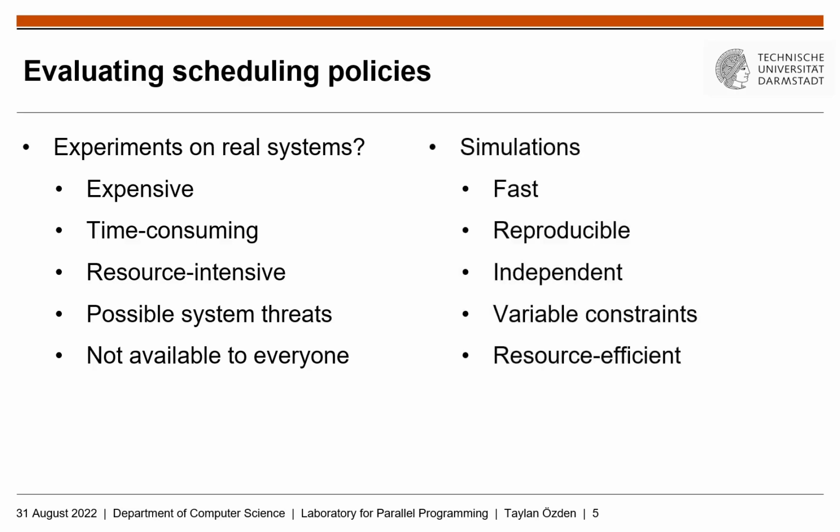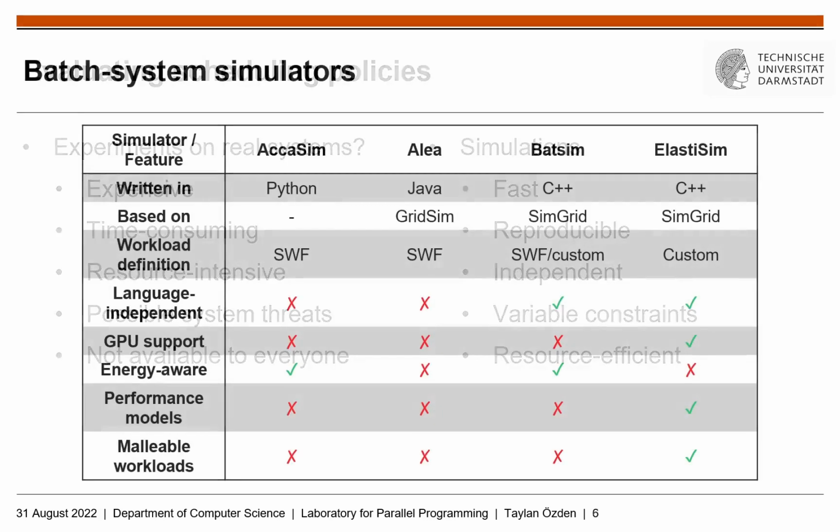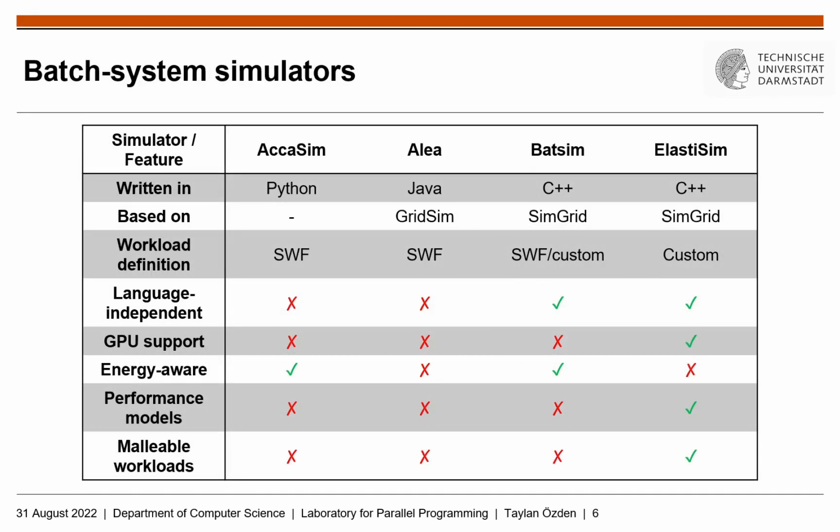So usually you can rely on simulations. They are fast, reproducible, independent. You can apply variable constraints like a different system topology, and usually they are very resource efficient. Okay, so here are some batch system simulators and how they compare to ElastiSim.